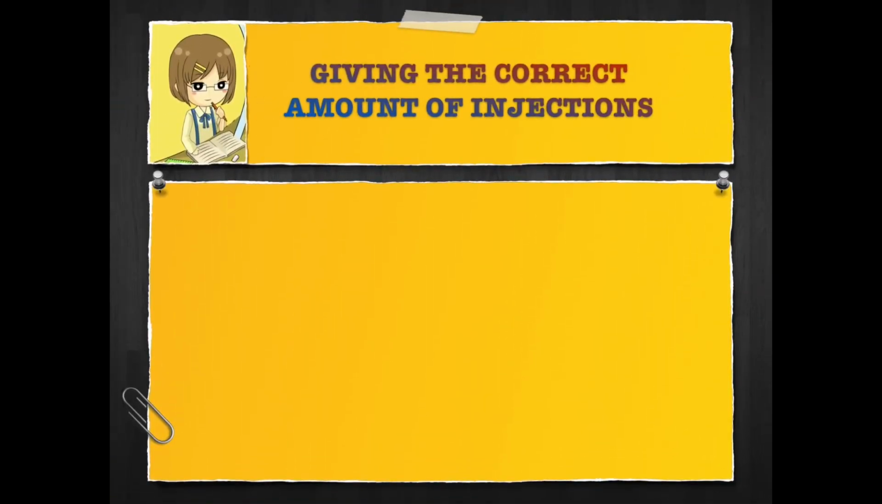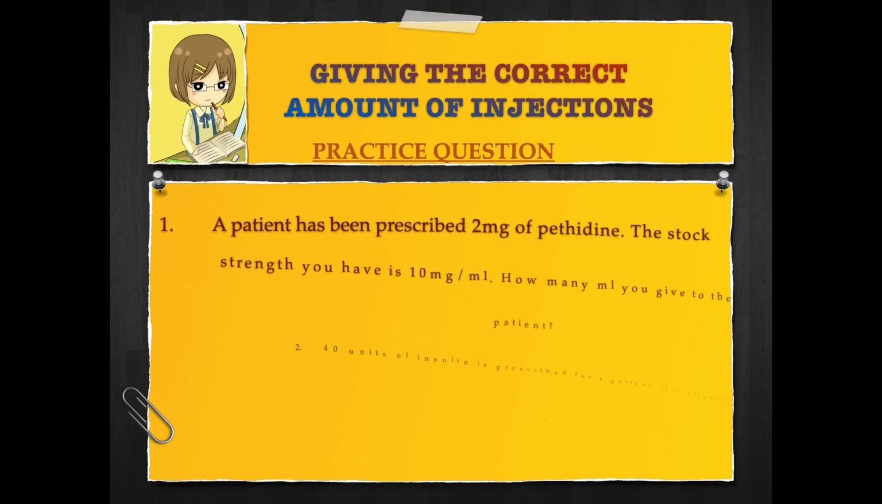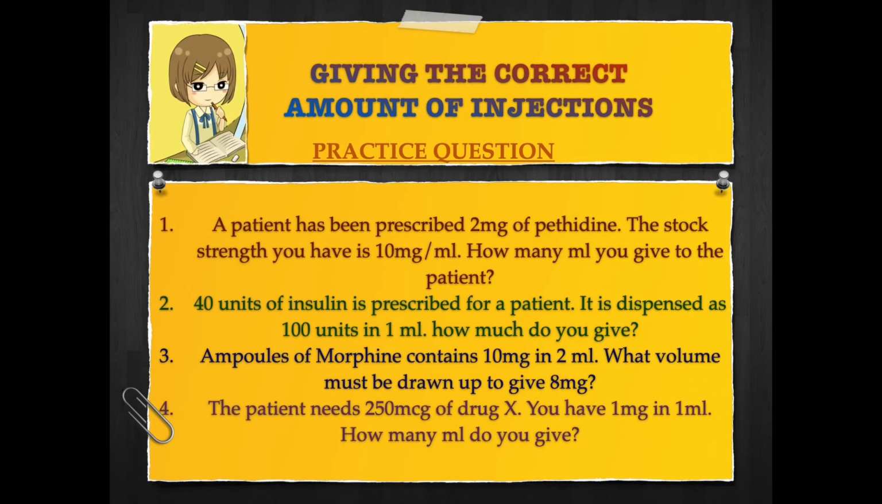You can see some questions. So same, you have to do it with your pen and paper and we can check the answers whether it's correct or not. So the first question is, a patient has been prescribed 2 milligram of pethidine. The stock strength you have is 10 milligram per 1 ml. How many ml do you give to the patient? So it's the same as the example.